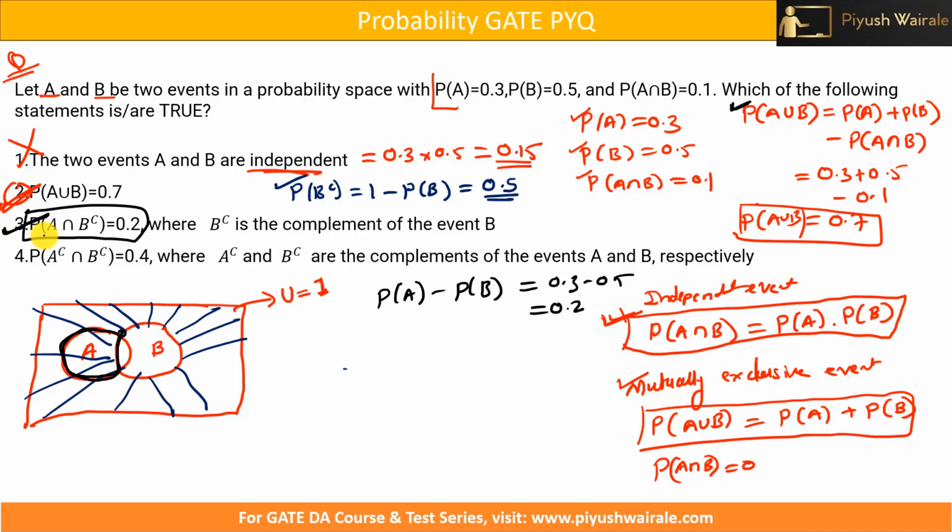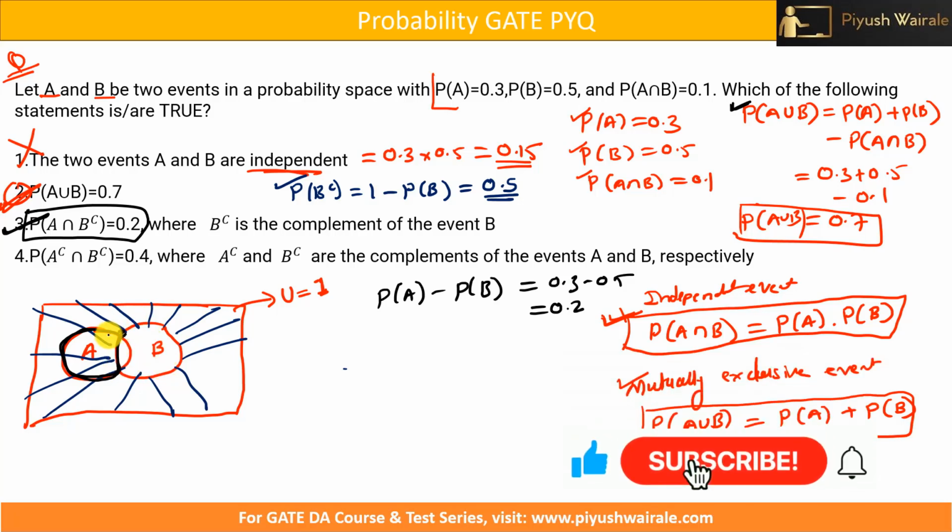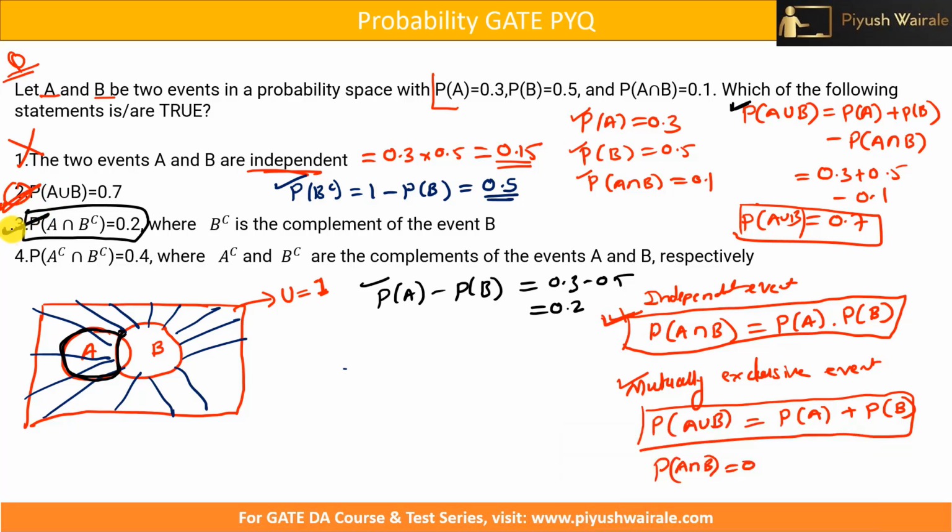Okay, I hope you understand how we got probability of A intersection B complement as probability of A minus probability of B, because this entire thing is B complement except B and we want A intersection B complement, so this is the region. So this is the region which is equal to this particular thing. Okay, so option 3 is correct. Option 2 and option 3 are correct. What about option number 4?